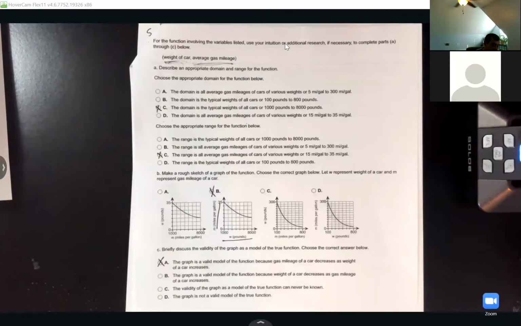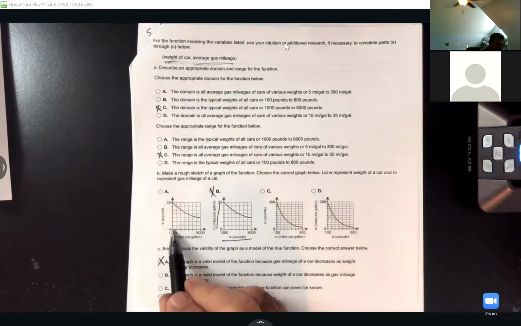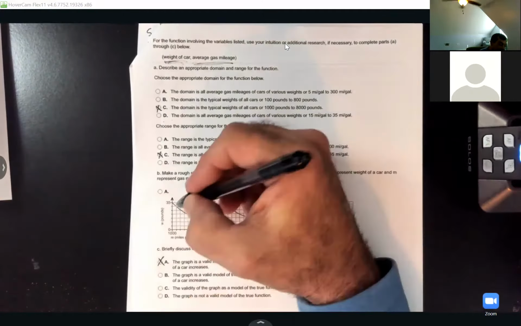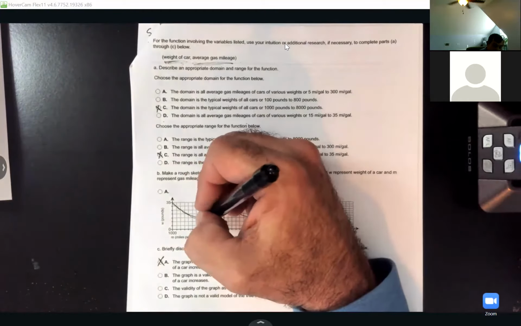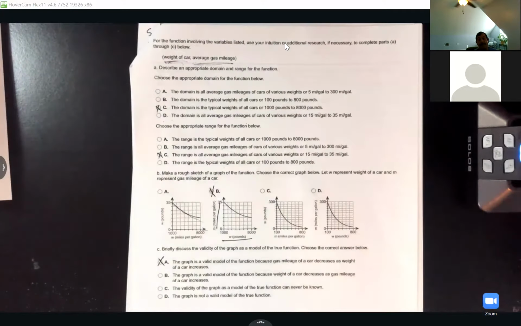All right, so then it says, briefly discuss the validity of the graph as a model of the true function. So I said it was actually a valid model because the gas mileage of a car decreases as the weight increases, right? The heavier that car's going, the less that gas mileage is going to be, okay?